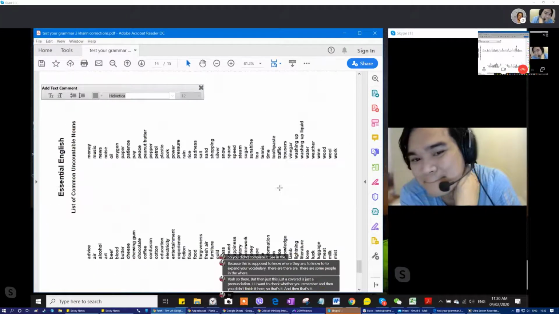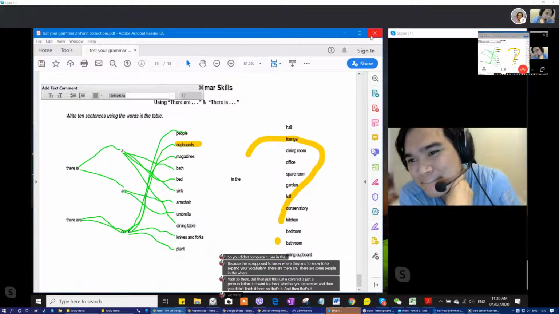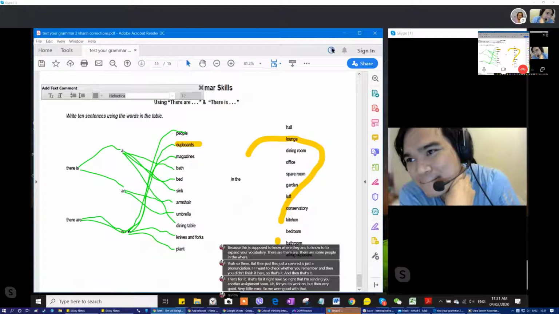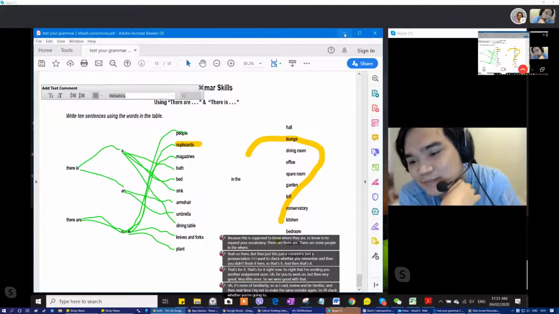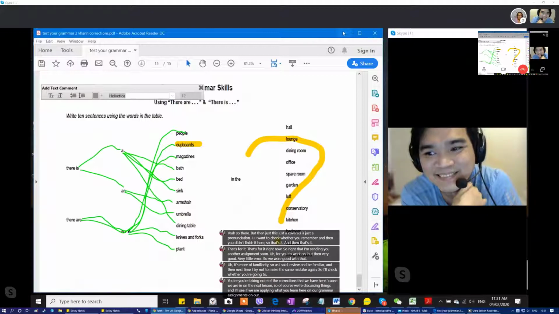But then, very good. Very little error. So we're good with that. And it's more of familiarity. So as I said, review and be familiar, and then next time, try not to make the same mistake again. I'll check whether you're taking note of the corrections that we have here, because we are on the next lessons. Of course, we're discussing things, and I'll see if we're applying what you learn here on our grammar assignments and on our lessons. Okay, so that's it for this.